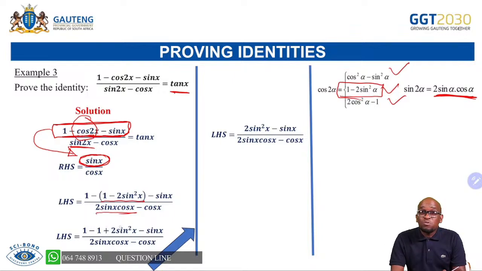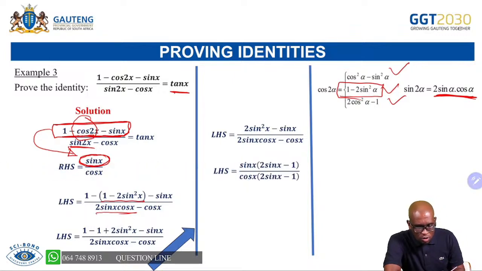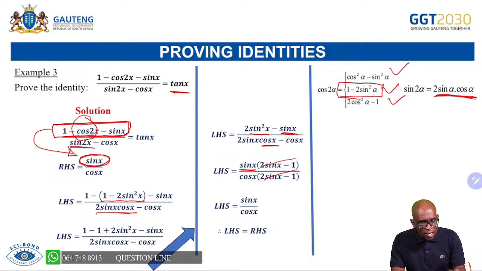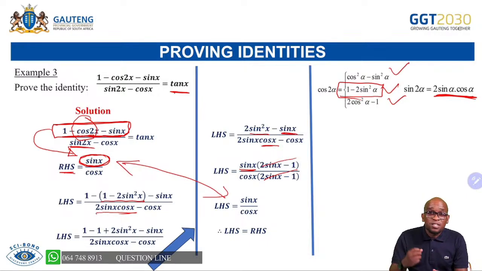In the denominator, I have 2 sine x cos x minus cos x. So you can see now I can take out a common factor of sine x here. So that is why I took out sine x. I'm left with 2 sine x minus 1. On the denominator, I can take out also a common factor of cos x. So I'll be left with 2 sine x minus 1. So these two are going to divide out, and you'll be left with sine x over cos x, which is obviously the same as what we got here. So we can see that now the left-hand side is exactly the same as the right-hand side. So that is how you prove that identity.